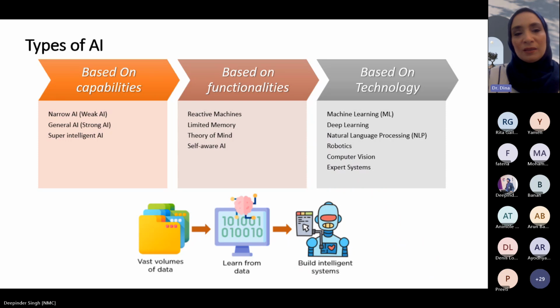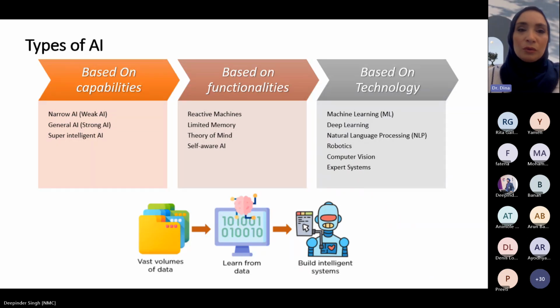Most of this AI is very simple because it doesn't have a lot of tasks. It has one task: recognize my face. That's it. It doesn't do anything else. So usually narrow or weak AI performs one task and not multiple tasks.